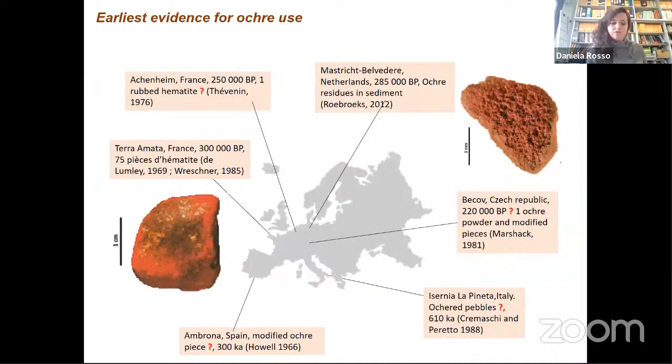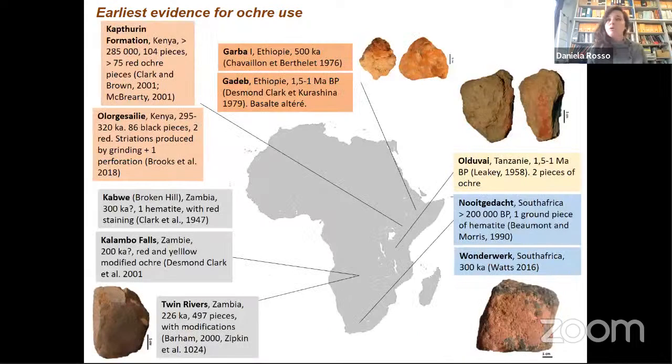So the earliest possible evidence for ochre use was found in levels dated between 1 million years and 300,000 years ago in different sites in Africa and Europe. In Europe, Neanderthals used ochre well before the arrival of Homo sapiens in sites such as Maastricht Belvedere or Terra Amata, for example. However, most of the data we have comes from the African continent. Secure evidence was found in sites such as Olorgesailie or Vanderwerk around 300,000 years ago.